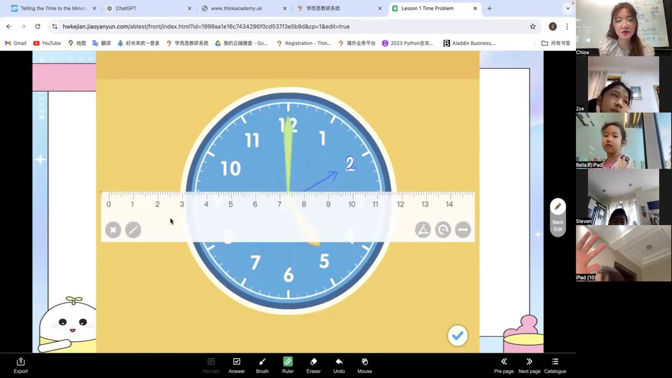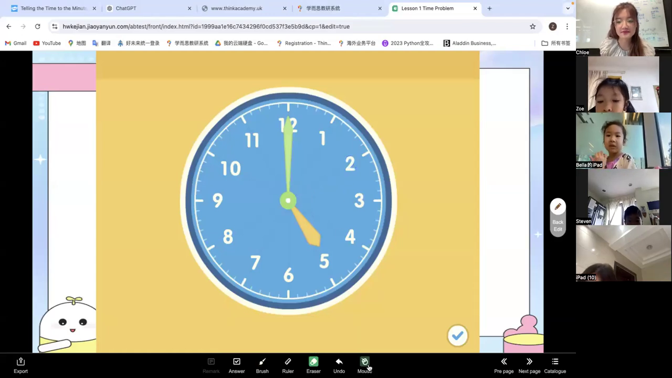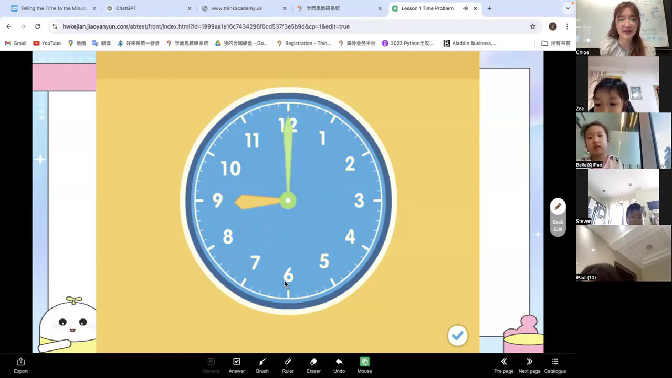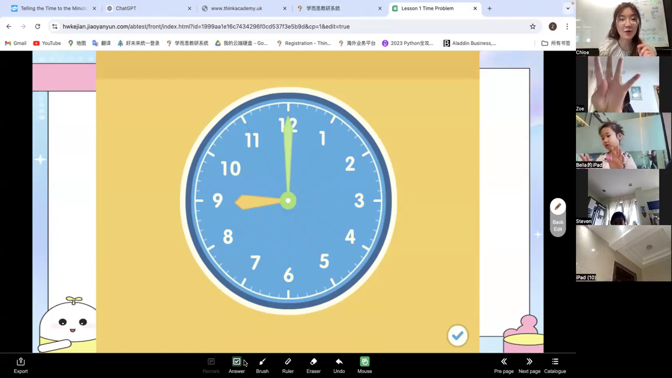Now if, 1 second, if we continue to move, the hour hand is pointing to 9. Okay, what's the hour now? Can you show me the fingers, please? 3, 2, 1, it's 9. Very well done. It's 9 o'clock. And now we will take a look at the minute hand, okay?